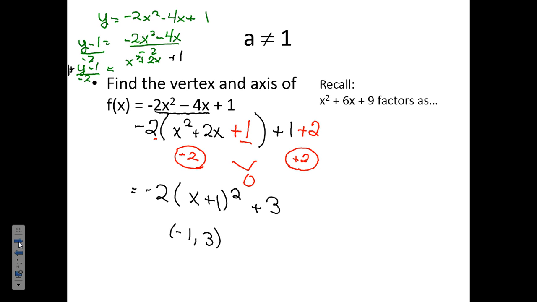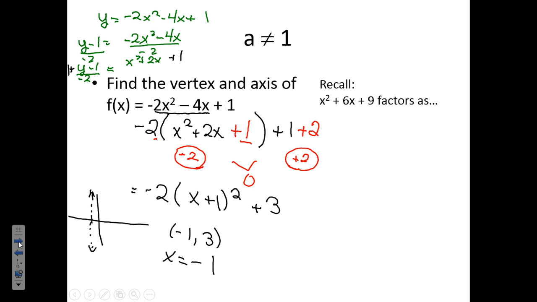Negative 1, 3. What would be my axis of symmetry? Negative 1 is just a number. Axis of symmetry is a whole line. So what's a vertical line at negative 1? What's always true about that line? Y is changing, but x is staying the same, so x equals negative 1, right? Okay.